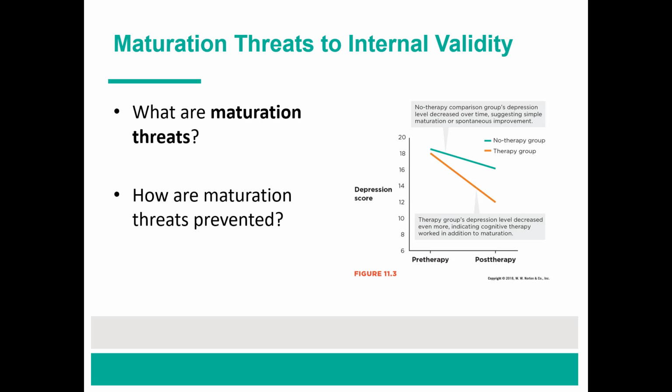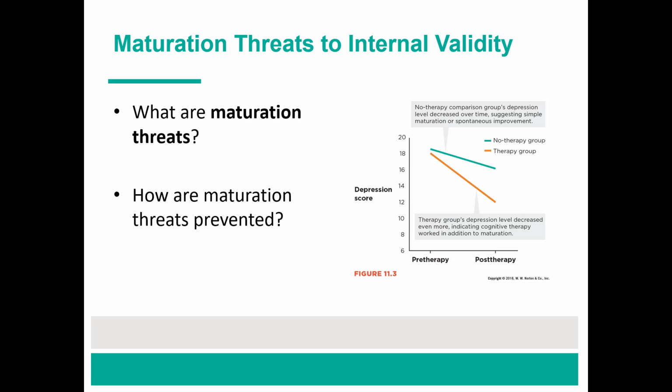But in a true experiment, there is a comparison group in order to prevent maturation threats. In the depression study graphed here, a comparison group has been added to Dr. Yuki's really bad experiment. Notice that the two groups are quite similar in their depression scores at pretest, but the depression scores at post-test differ, with the therapy group having lower depression scores than the no therapy group.